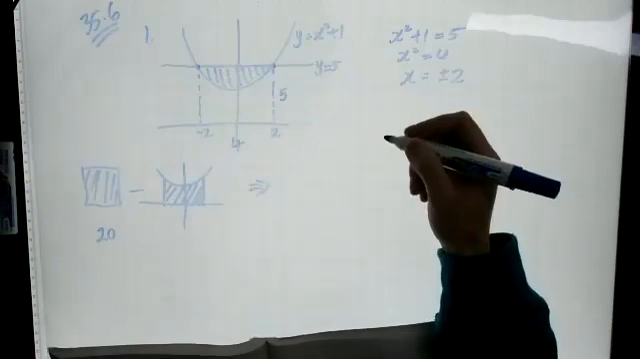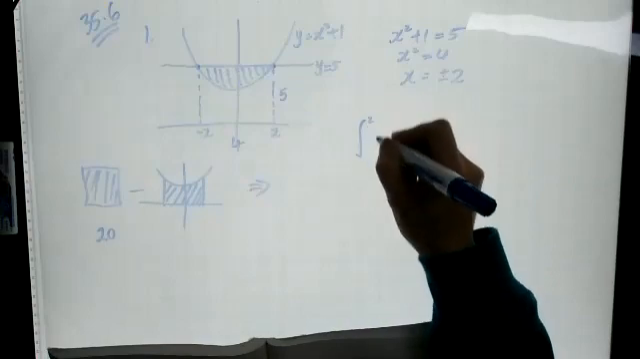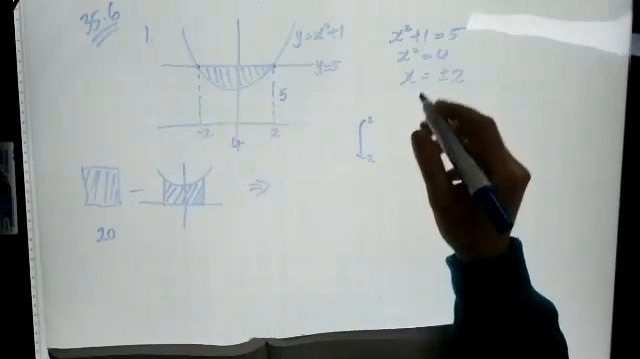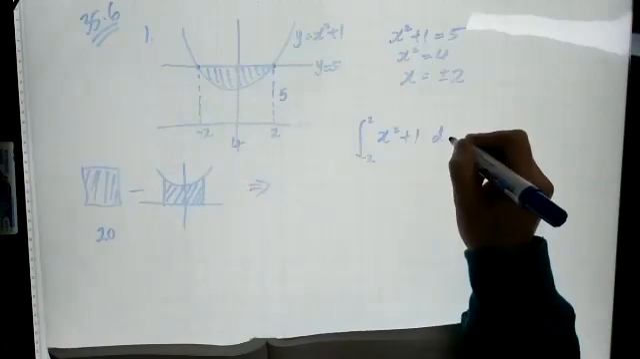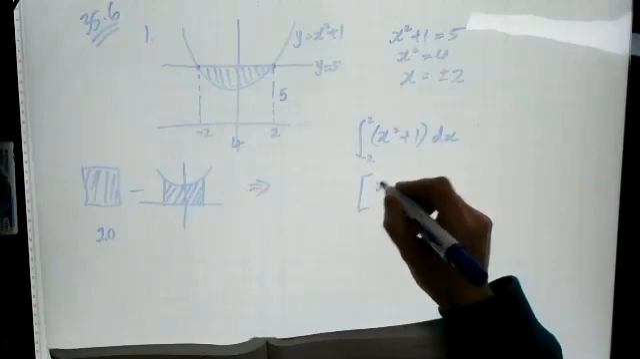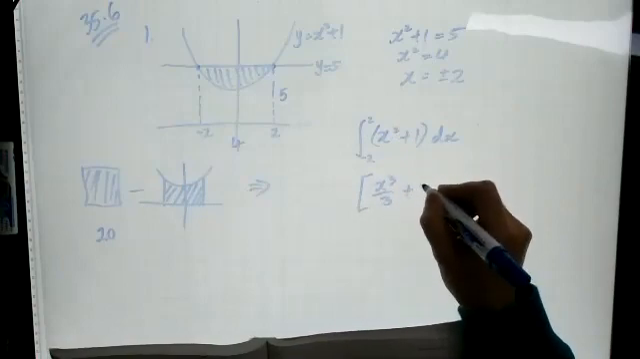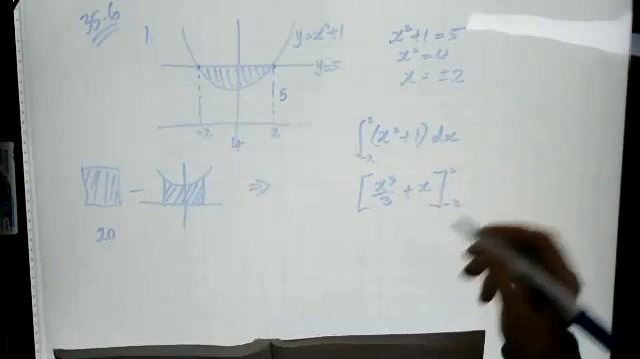So we integrate: the integral of 4 minus x squared dx, which is 4x minus x cubed over 3, evaluated from minus 2 to 2.